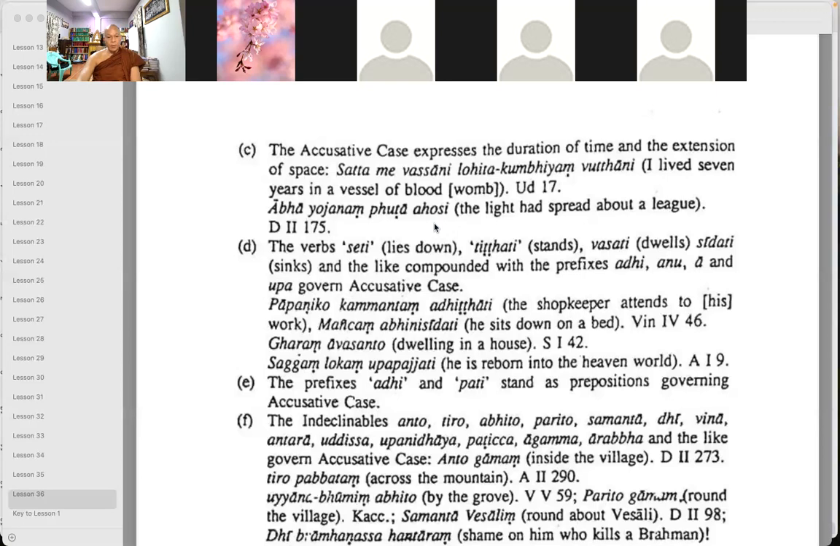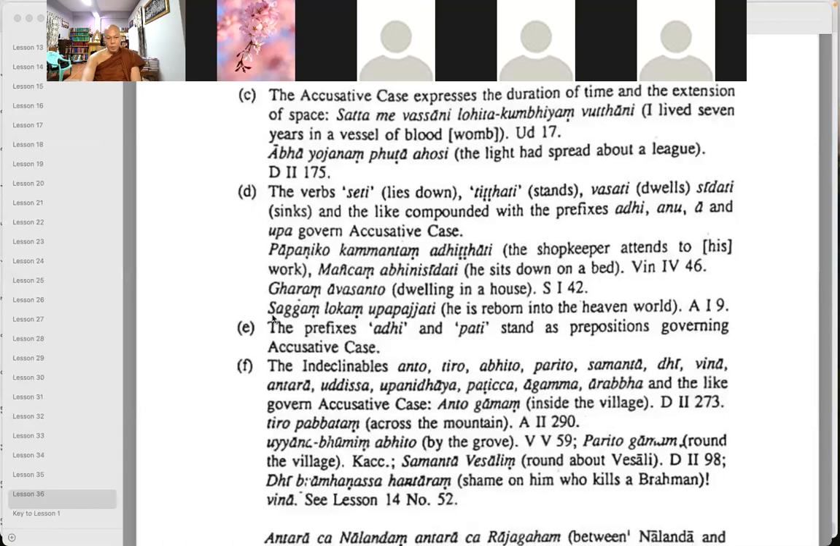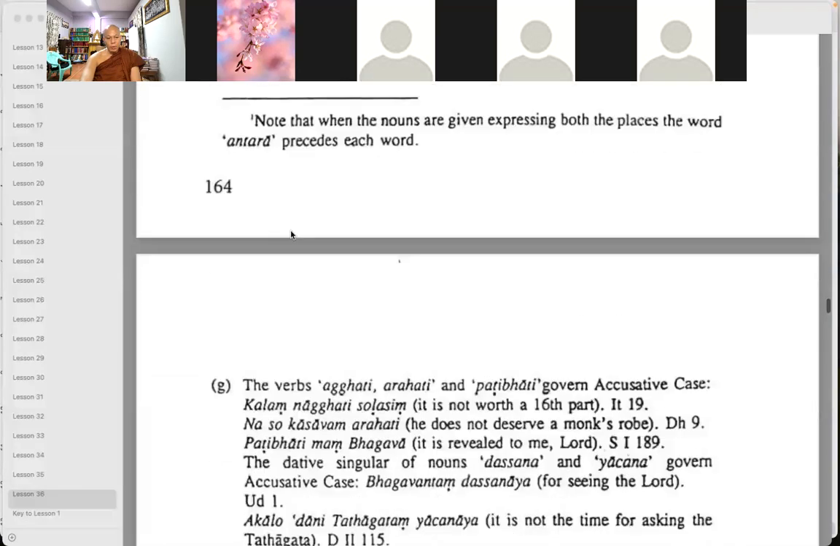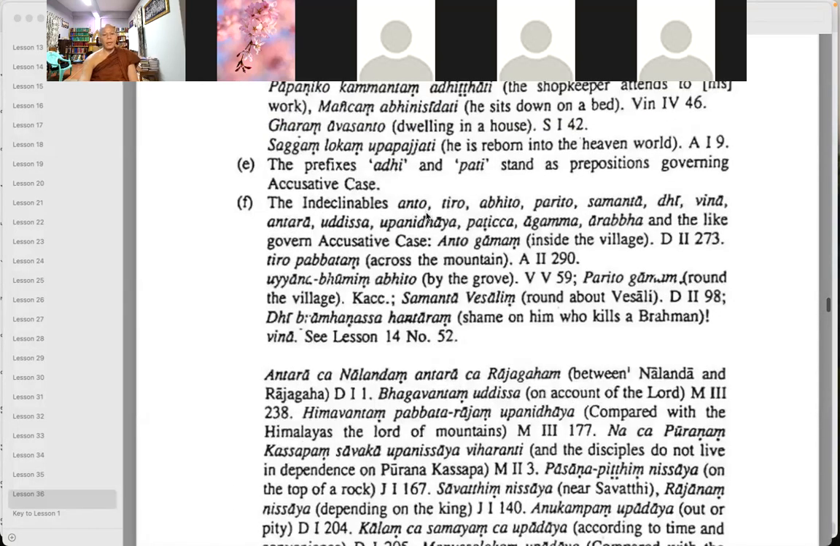Okay, last time we finished number E, the accusative. But now number F, maybe the last one, or not the last one. Number F is indeclinable. So at the very beginning, in connection with the above, noun, adjective, and indeclinable, based on their relation, the noun can be declined with the case. Now, these indeclinables: anto, diro, abhito, parito, samanta, vina, and antara, uddesa, upanidhaya, paṭicca, agamma, arabbha, and the like. So many can govern the accusative case.